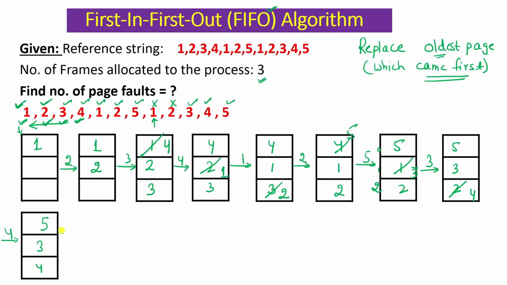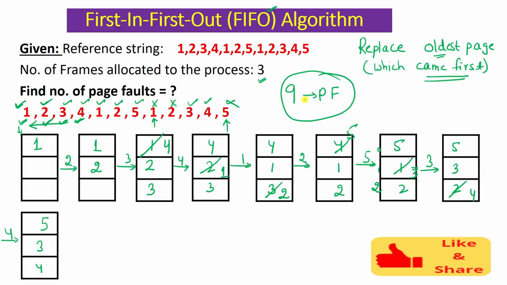Now the last page is 5. 5 is already present inside the main memory, so there will be no page fault. This is a page hit, right? Here you can see how many page faults are generated at different points of time: 1, 2, 3, 4, 5, 6, 7, 8, 9. Total 9 page faults are generated. This is the answer for the number of page faults generated by the FIFO algorithm. This way the FIFO algorithm finds the victim page and replaces those pages.